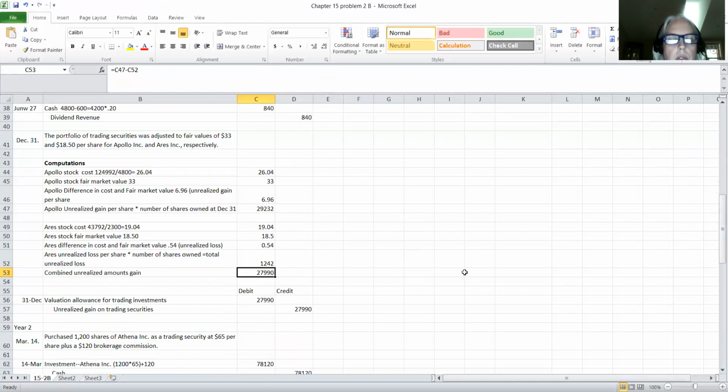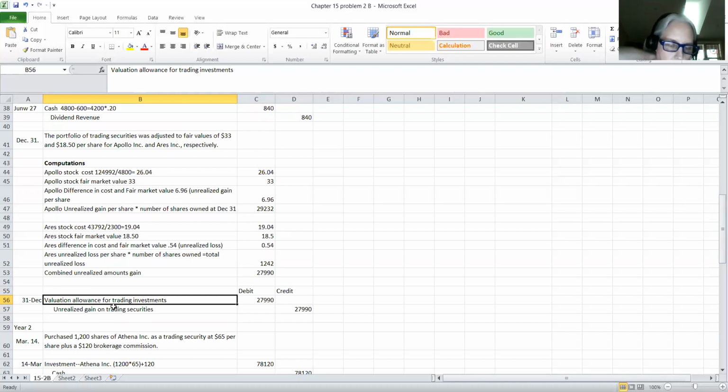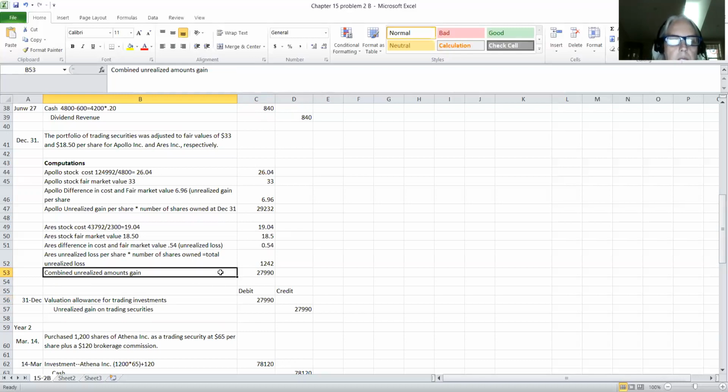To do this, what we've got to show is the valuation allowance for trading investments is going to be debited. This valuation allowance can have either a debit or credit balance depending on whether there was a gain or a loss, an unrealized gain or loss. In this situation, we had an unrealized gain. So because we have an unrealized gain, unrealized gains will increase on the credit side.